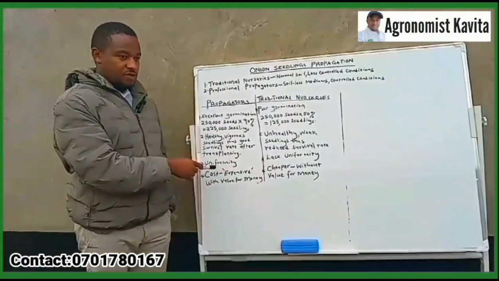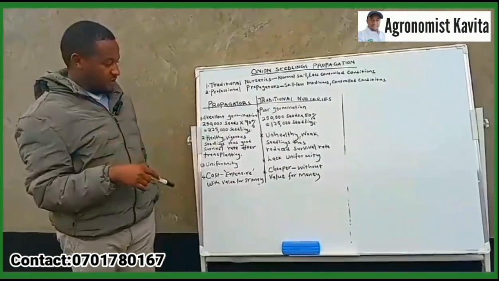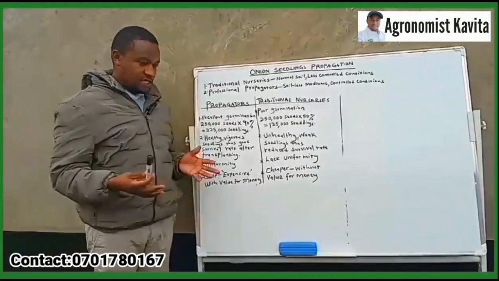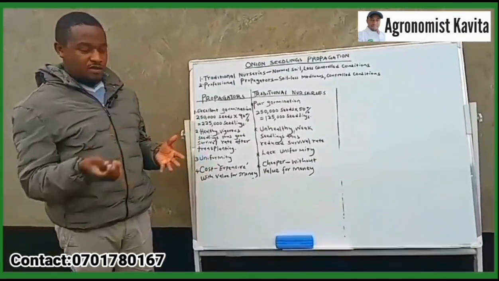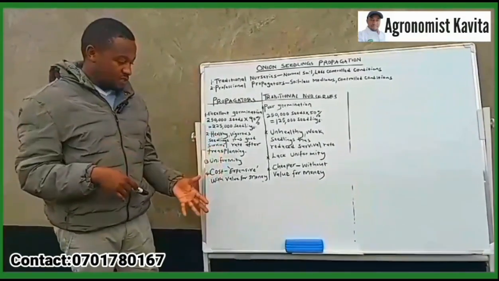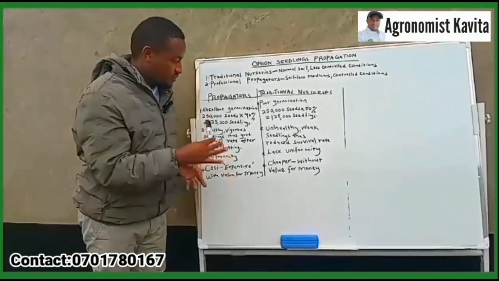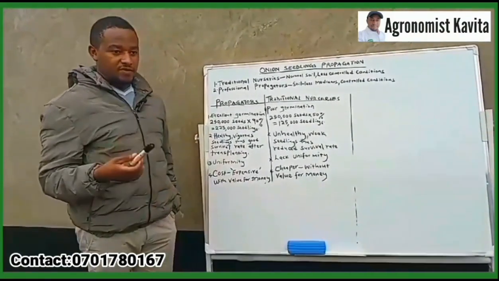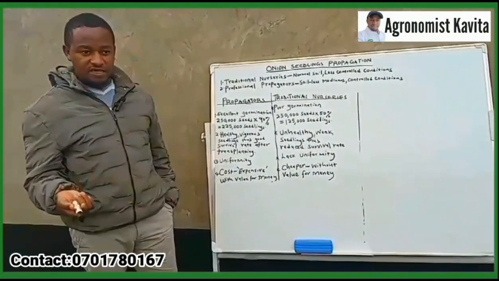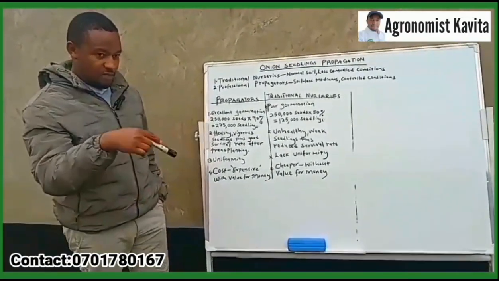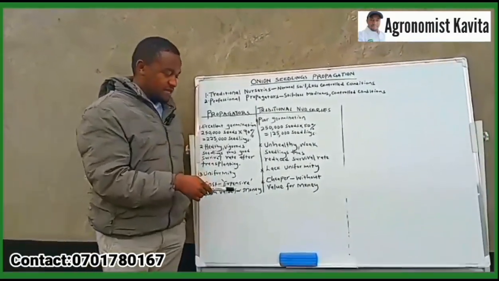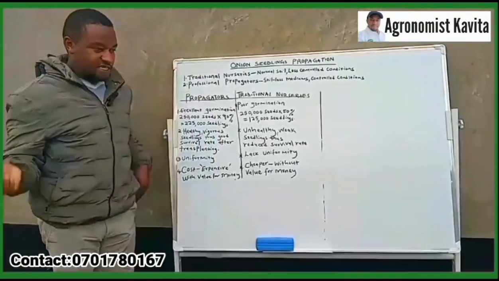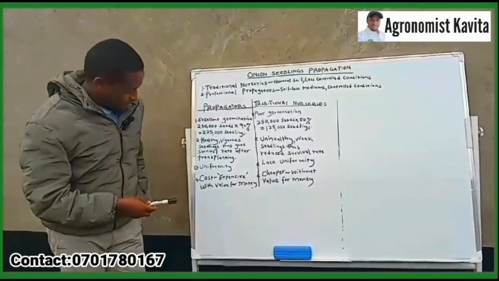Uniformity is very important because, remember, for onions we are looking for bulbs. If you plant seedlings which are not uniform, some big, some small, some healthy, some looking very unhealthy, then during bulb formation uniformity is something you are not likely to achieve. You still have that variation in bulb sizes and all that.